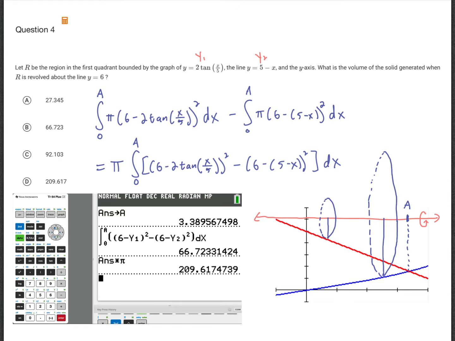Alright, so that's going to be it. That's our volume of this little hollowed out thing here. D.